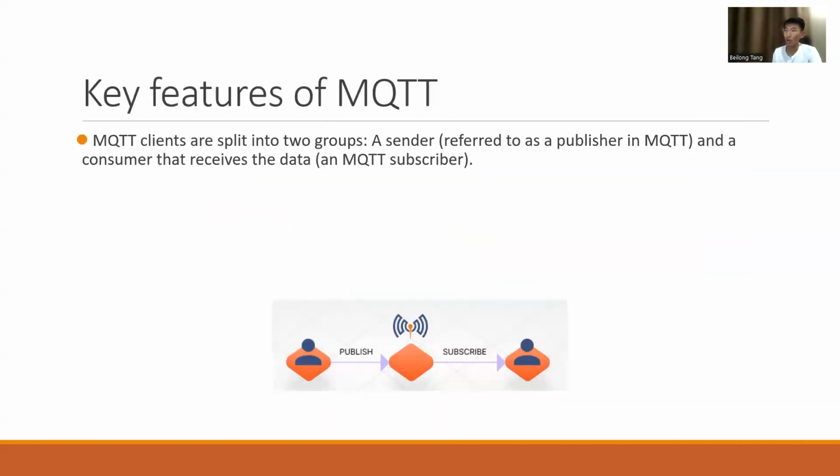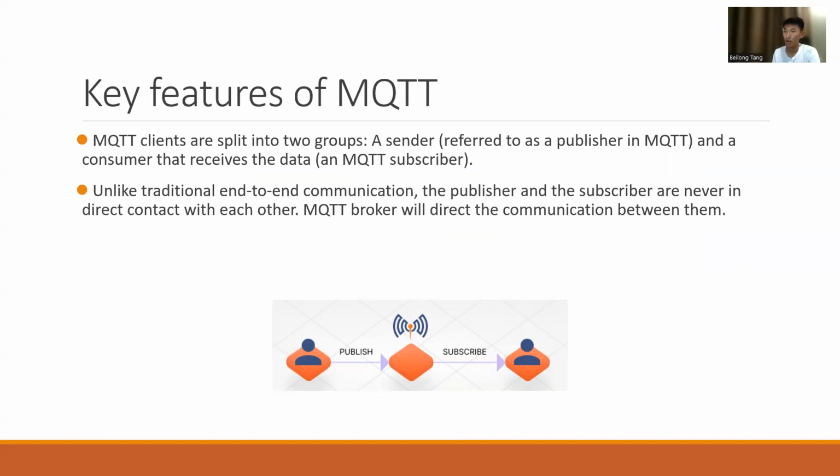Okay, so MQTT clients are split into two groups: a publisher, which is a sender, and a subscriber. Unlike traditional communication, the publisher and subscriber are never in direct connection. The MQTT broker handles the communication between them. And the connection is kept alive once it is built. The subscriber will subscribe to the channel as long as it wants.